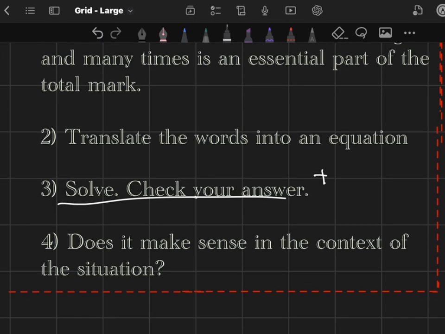Then, you need to understand if it makes sense in the context of the situation. For example, if you get time is equal to -9, that doesn't make any sense as long as the question is not talking about going back in time. That means that -9 would not make sense in the context of the situation.